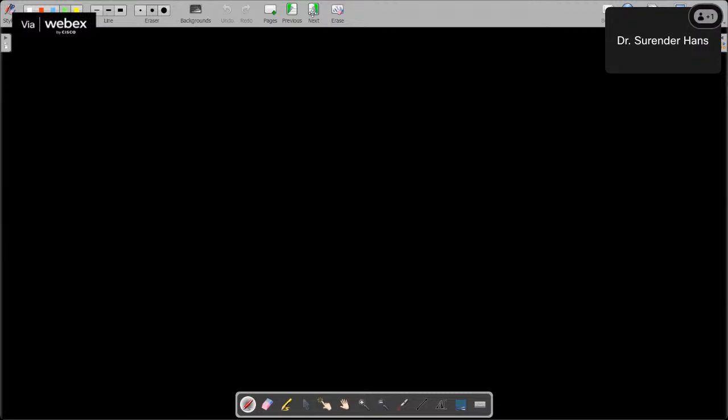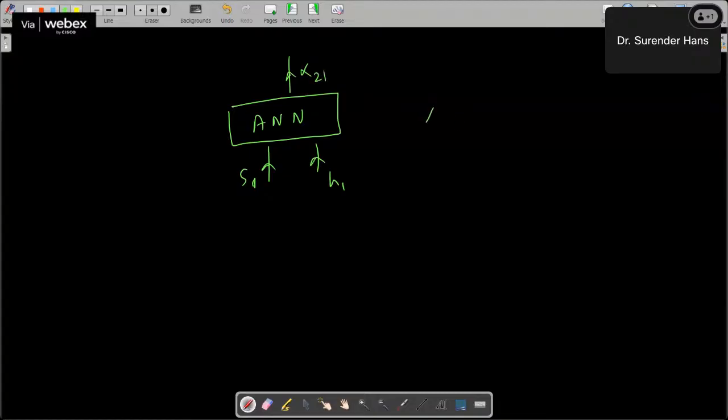So neural network. Okay. So this one is, you can say, an ANN, that is artificial neural network, and this one is S1. Okay, and this one is H1, and this one is alpha 2 1. And this alpha 2 1 is a function of H1 and S1. So this function is the artificial neural network, which has its own weight and bias. Okay, so now the question is how this network is trained.